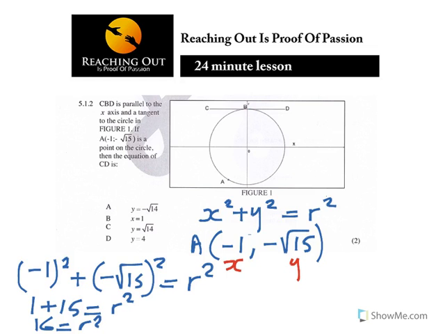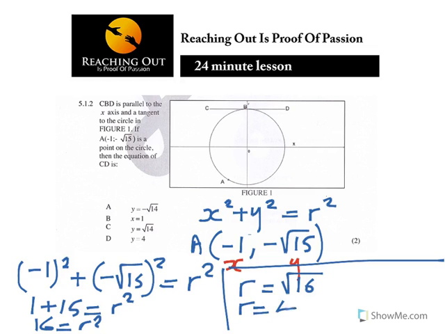Now how do you find r? You square root both sides. So r is equal to square root of 16, and r is equal to 4. So now they are asking you, if A is a point on a circle, then the equation of CD. Now r is 4. Now remember, r is the radius.